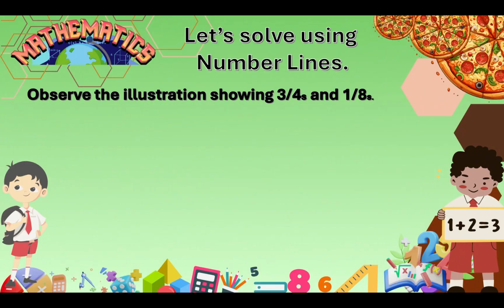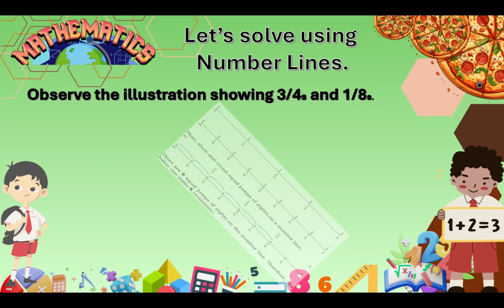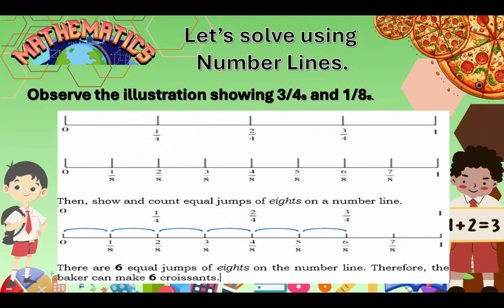Now let's solve using number lines. The same problem, but we will use number lines. Observe the illustration showing 3/4 and 1/8. The first number line shows an equal distance of 1/4, and the second number line shows an equal distance of 1/8 per subdivision. Then let's show and count equal jumps of 1/8s on a number line.